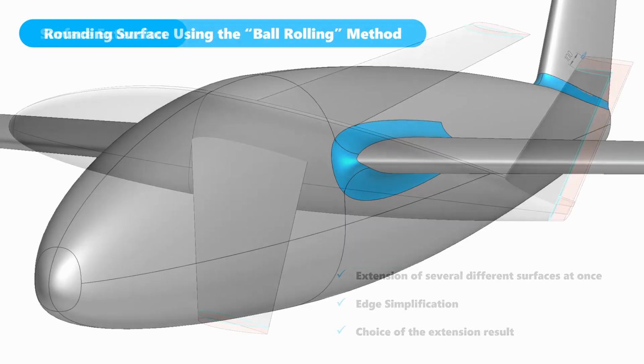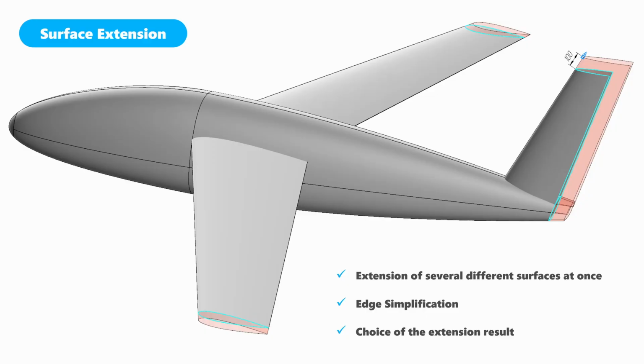The surface extension command provides extension of several surfaces at once, as you can see in this slide. The edge simplification option allows you to extend surfaces in cases where the length is limited by the degeneration of the equidistant edge. The tail surface in the slide couldn't be extended without this option. You can also choose whether the resulting surface is a new surface or a part of the base surface.